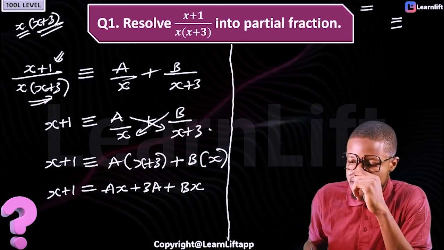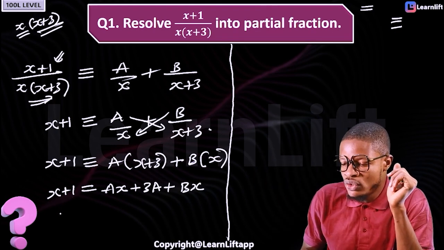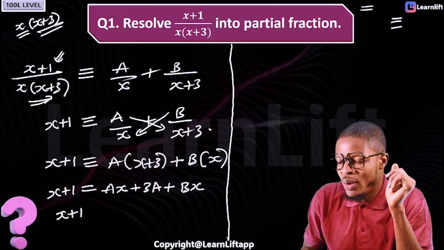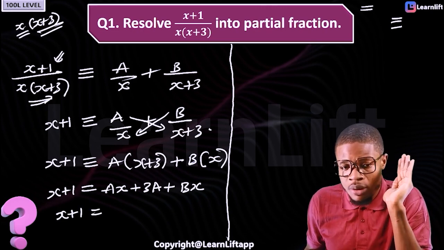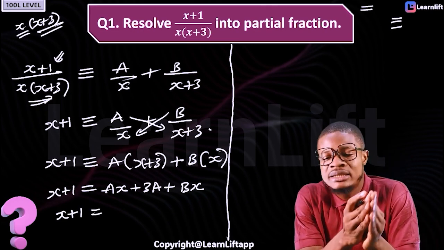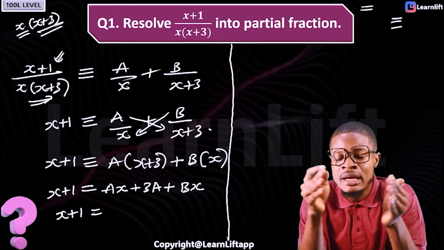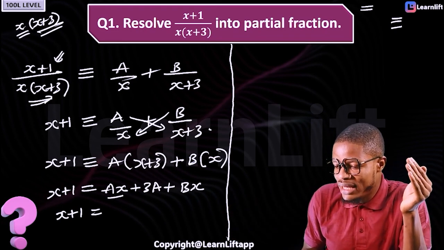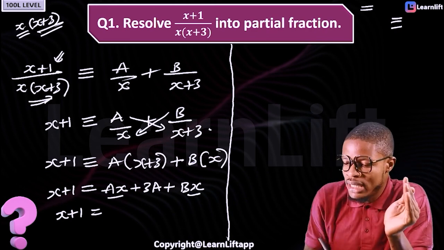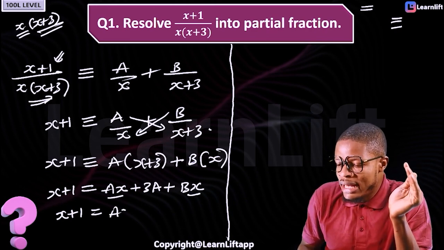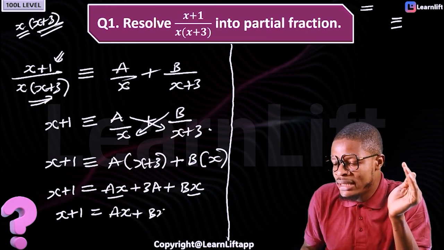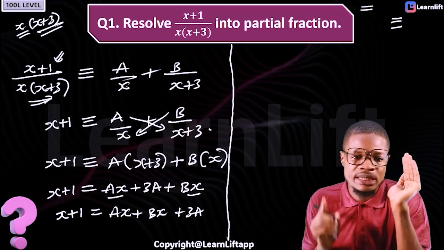So, if I have this here, very quickly, what are we going to have? This is going to give us nothing but your x plus your 1, right? Is equal to, now, what is it equal to? All you have to do now is this. The ones with x, bring them to one side. The ones without x, take them to the other side. The ones with x, this guy here has x, this guy here has x. Bring the two of them together. What do we have there? Ax, right, plus your bx, plus your 3a.